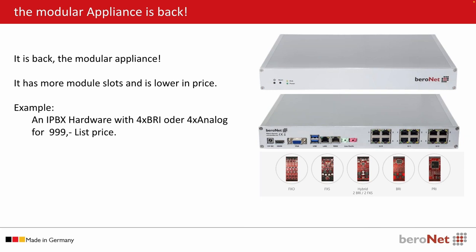This appliance is based on our SPC architecture. The old appliance was based on the normal gateway architecture, so it could only hold two modules, and this new appliance can hold three modules. And here you can see an example: a small appliance with four BRI or four times analog can be bought for a list price of under 1,000 euros already.